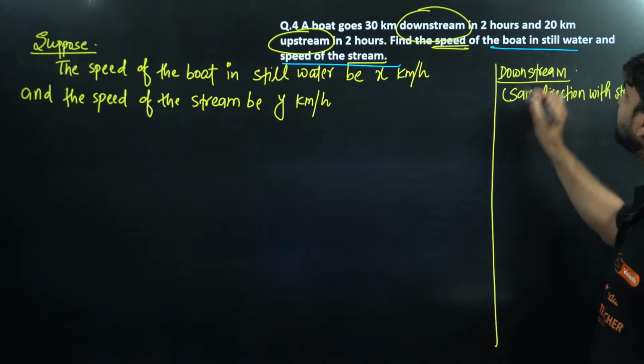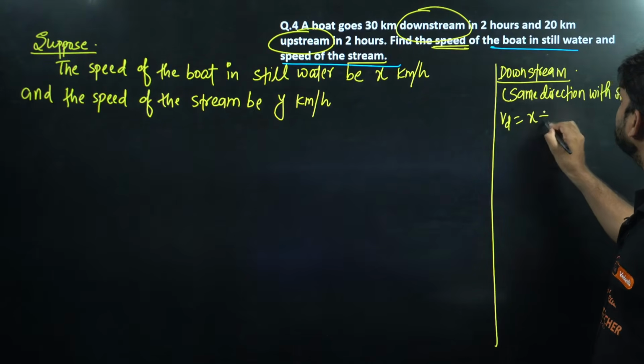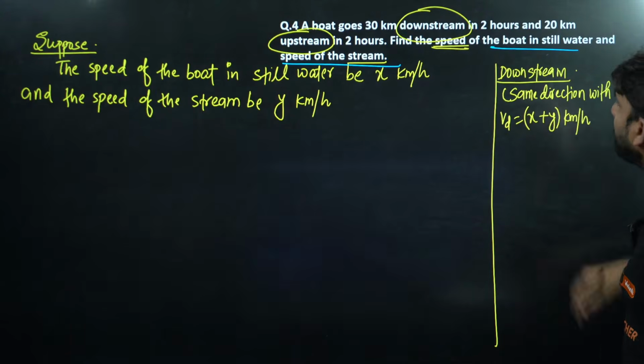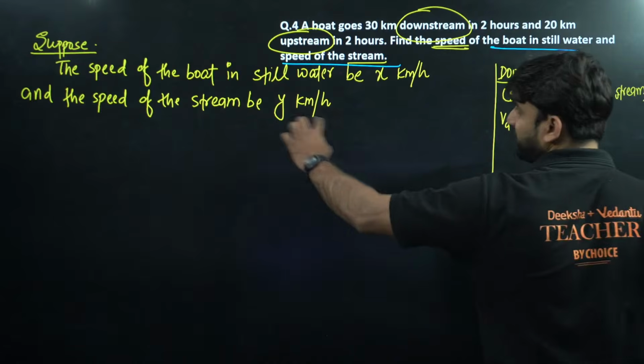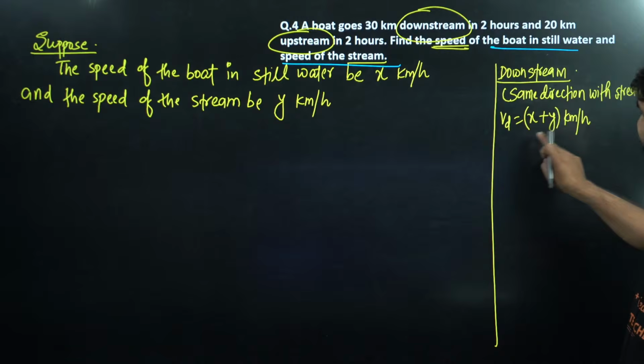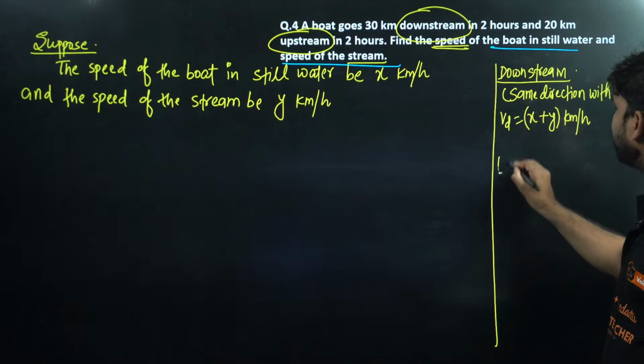So what will be the speed? This is called downstream speed. The speed will be x plus y, right? Because the boat is getting favor of the stream of water, because both are in the same direction. Okay, so the net speed will be x plus y kilometer per hour. Now moving to upstream.